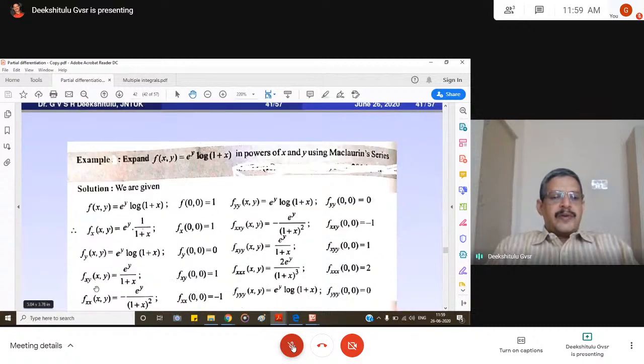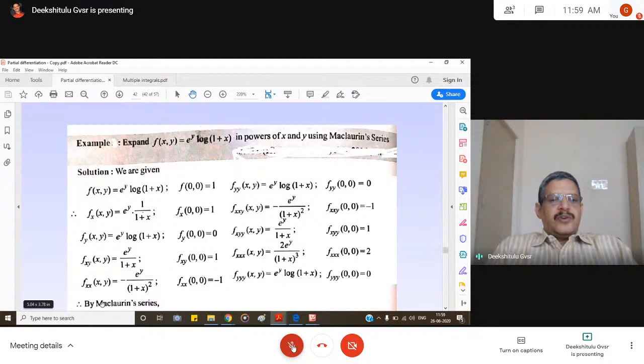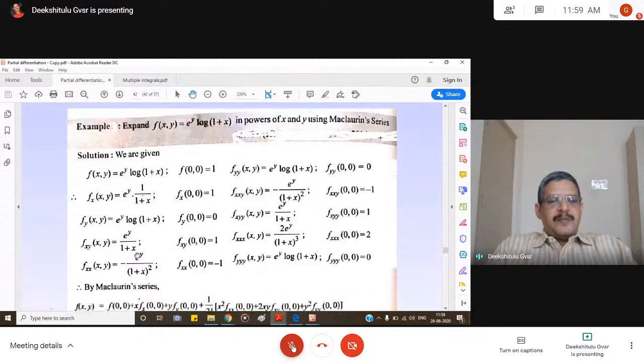Then dou square f by dou x dou y. So once derivative with respect to y, once with respect to x, so e power y by 1 plus x. If you put x is equal to 0, y is equal to 0, it is 1. Similarly, dou square f by dou x square. Dou f by dou x is this one. Again, if you differentiate this, minus e power y by 1 plus x whole square. If you put x is equal to 0, y is equal to 0, it is minus 1. Like this, you find the other partial derivatives also.